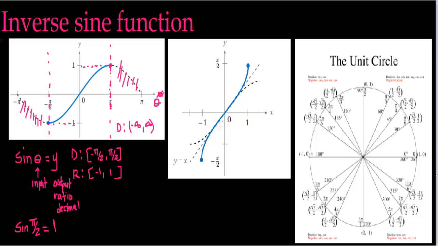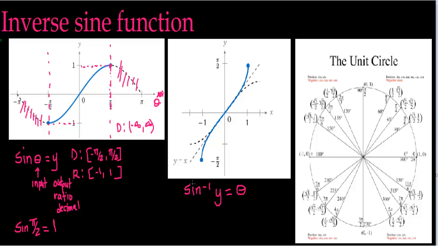Now for inverse sine functions, like this one here, this is the inverse sine function. That means that I've reflected this piece of the graph across the line y equals x. And this is how we write inverse sine. We have inverse sine of what? This now becomes y, and this gives you an output of theta.